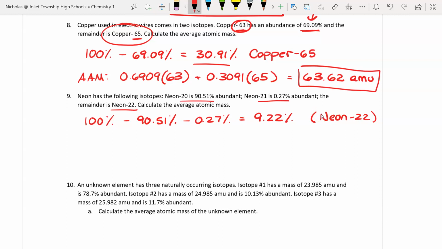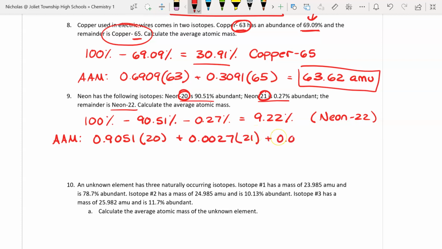Same method as before when we set up our average atomic mass. I'm going to take each percent as a decimal multiplied by the mass. So the first one is 20, and that's right here. I'm going to add that to the next one, which is 0.0027. And this is for the mass of 21, and then 0.0922, which is for neon 22. And when I carefully put it into my calculator, I get 20.19 AMU.